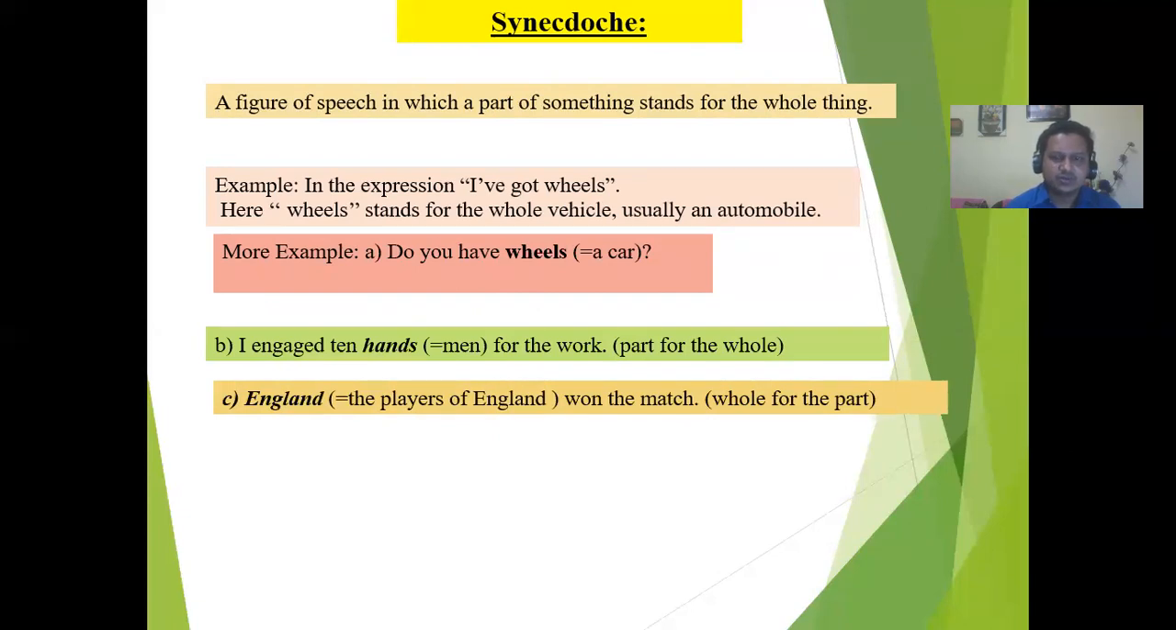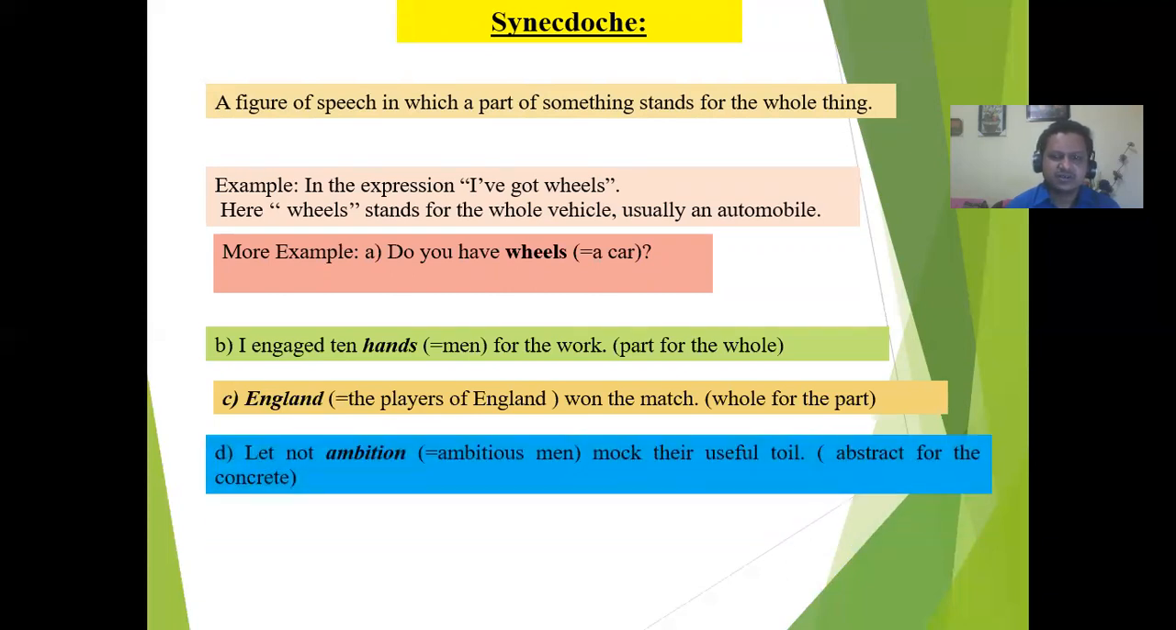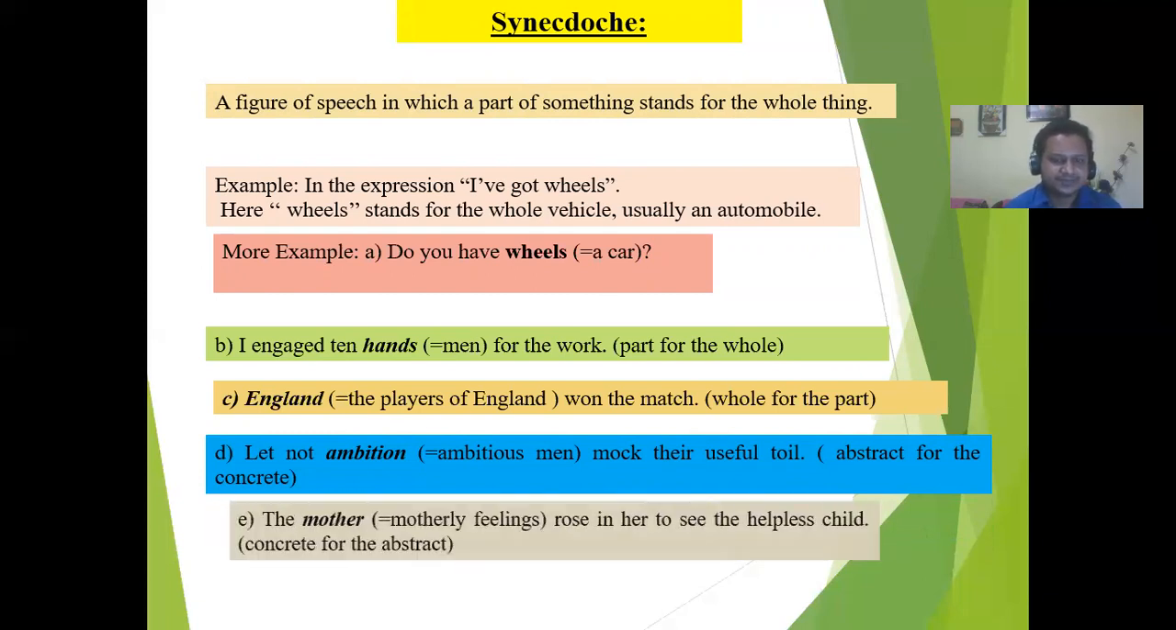England won the match. That means the players of England won the match. Let not ambition mock their useful toil. Let not ambition, that means let not ambitious men mock their useful toil. The mother rose in her to see the helpless child. Actually, the motherly feelings rose in her to see the helpless child.